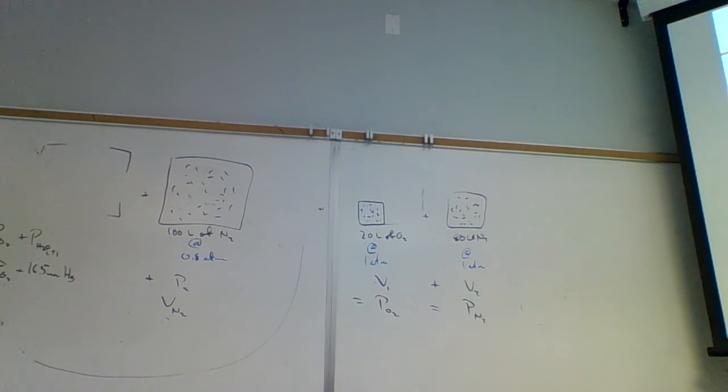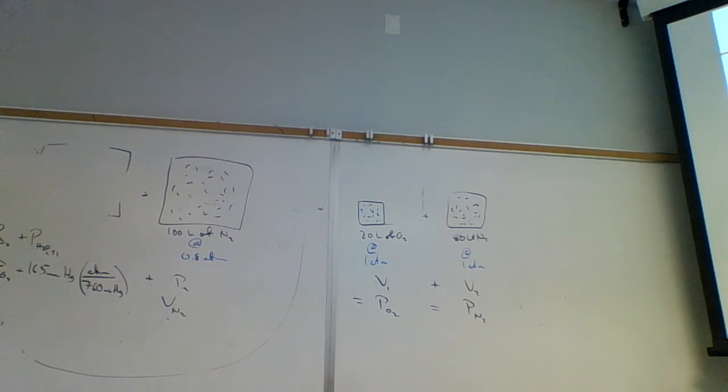However, the units aren't the same. So what do they want? Do we want to do it in millimeters of mercury or atmospheres? Let's do it in atmospheres. And so we're going to convert millimeters of mercury to atmospheres. 1 atm is equal to 760 millimeters of mercury by definition. And so this is going to be 0.98 atmospheres total minus 16.5 divided by 760.